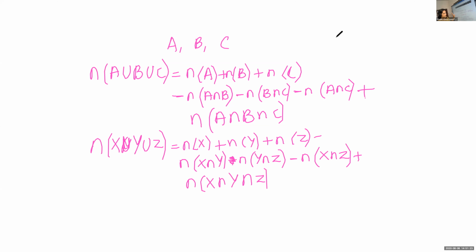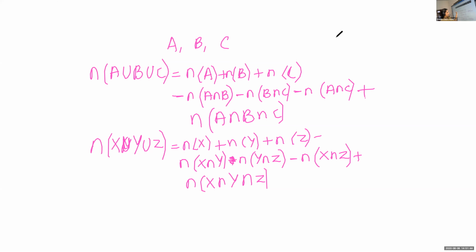For the time being, we are using up to 2 and 3. The same formula we'll be using in the topic probability. In probability also, we use the same formula. So if there are 2 sets, n of A union B is n of A plus n of B minus n of A intersection B.